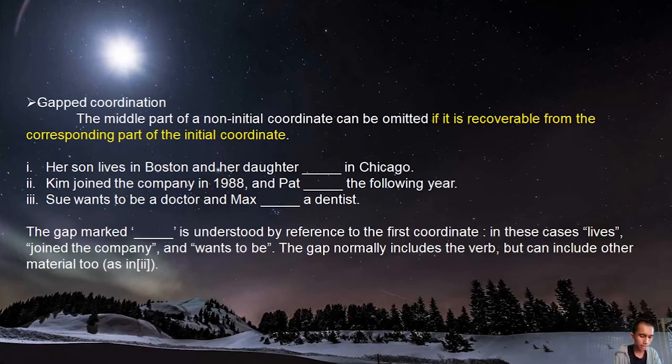Now I will explain about gapping coordination. The middle part of a non-initial coordinate can be omitted if it is recoverable from the corresponding part of the initial coordinate. Look at the example of gapping coordination. Her son lives in Boston and her daughter in Chicago. The gap is understood by reference to the first coordinate. So, her son lives in Boston and her daughter in Chicago can be expanded to her son lives in Boston and her daughter lives in Chicago.